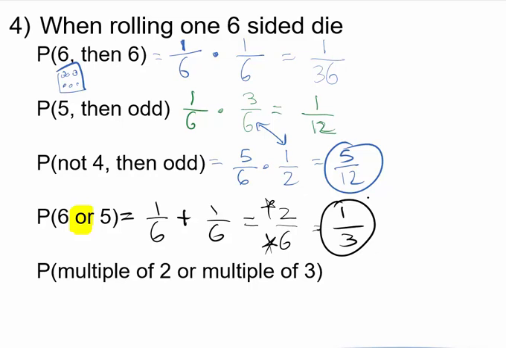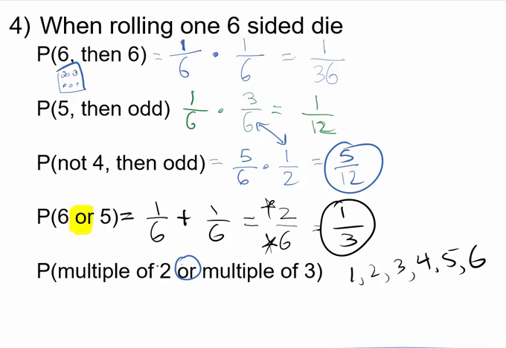Now the next one's kind of a tricky one. We've got a multiple of 2 or a multiple of 3. Again, I see the word OR, so I'm sneaking this one in on you guys here. This isn't an AND problem. We'll do more ANDs here in a little bit. But if we think about the die, let's write out all the numbers here just to be safe. These are all the possibilities. This is also referred to as the sample space in probability, all the possible outcomes.